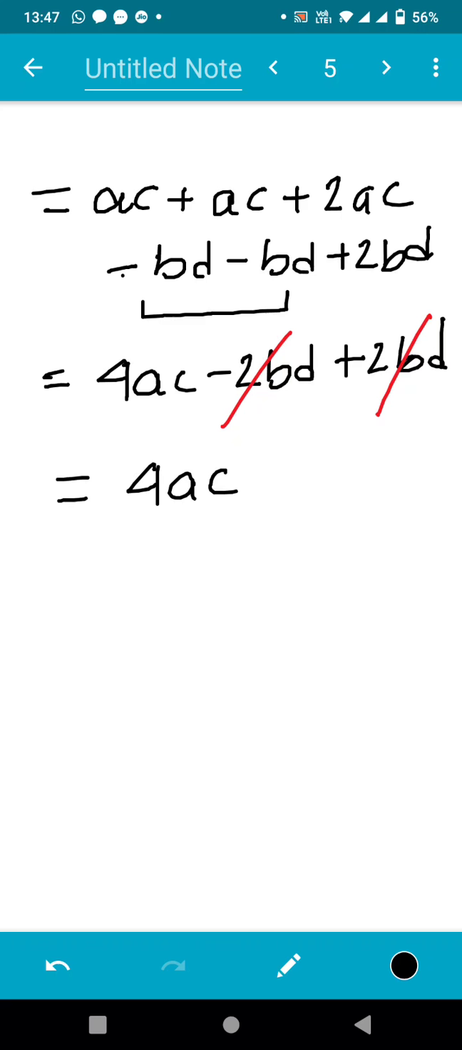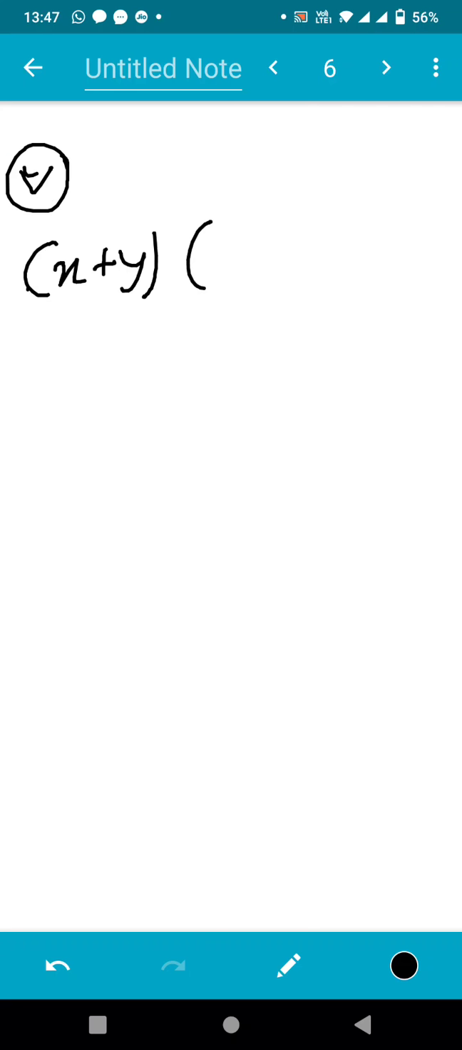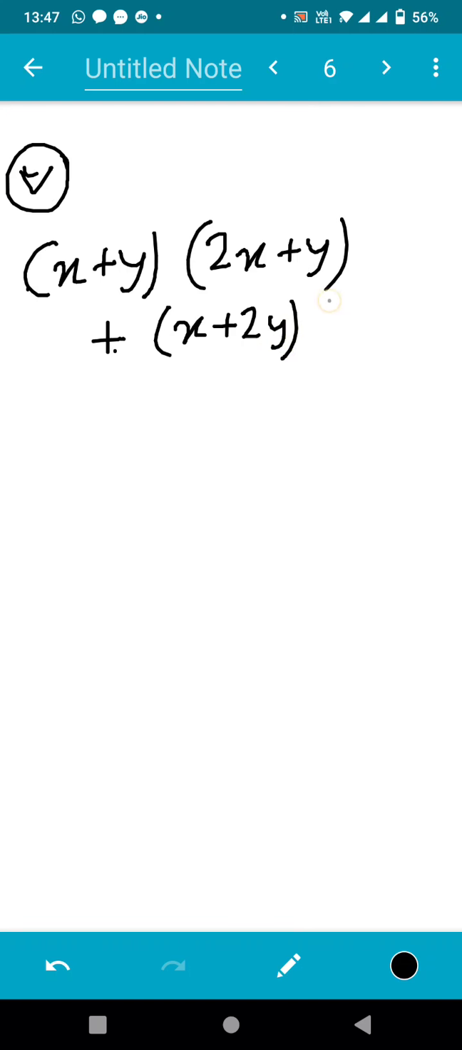Now let's move on to sum number 5. Okay, so this is going to be our last sum for this session, that is sum number 5. So what we have in sum number 5? In the first bracket we have x plus y. In the second bracket we have 2x plus y. After that we have a plus sign, and then x plus 2y. In another bracket we have x minus y. Very easy sum, students.